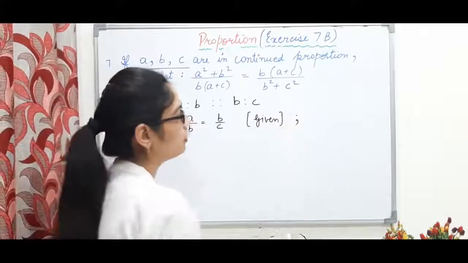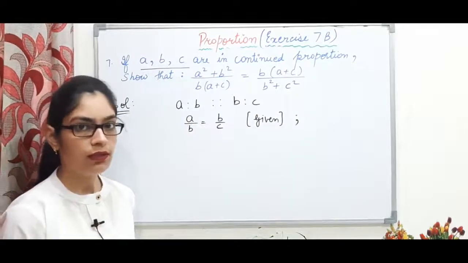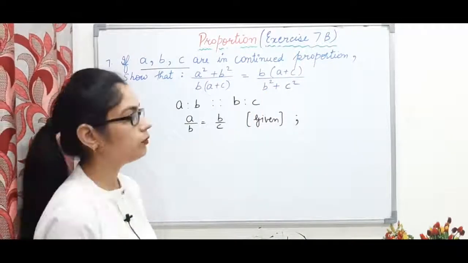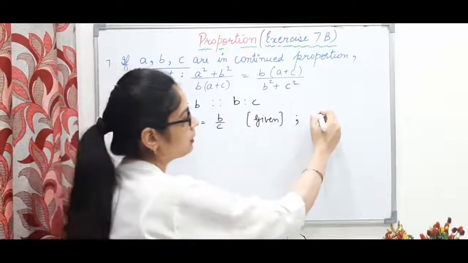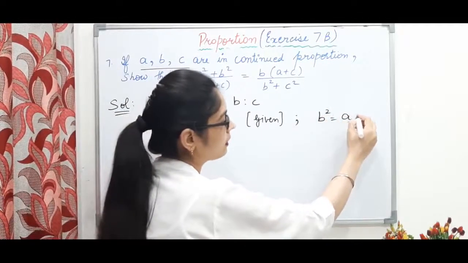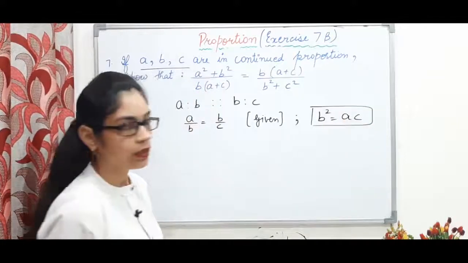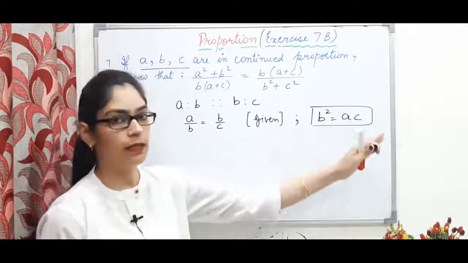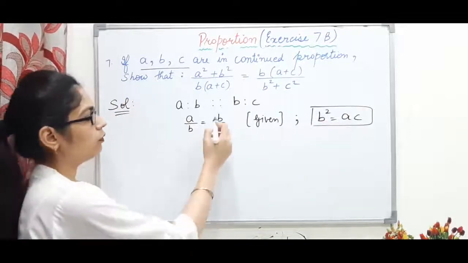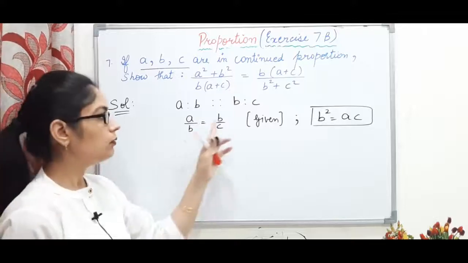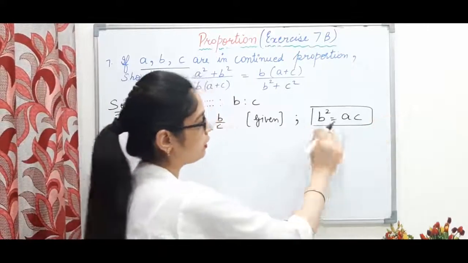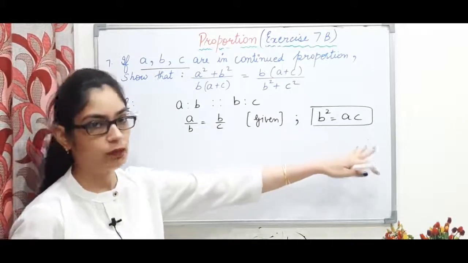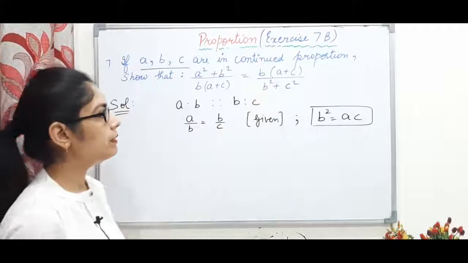And one other thing, because whatever the things are there in continued proportion, all these are given to us. One is this thing and the other one is b square is equal to ac. If a, b, c are in continued proportion, then b square is equal to ac. From here itself, if we do cross multiplication, we will get b square is equal to ac. So these two things are given to us, and wherever we can, we have to use them to prove these two sides equal.